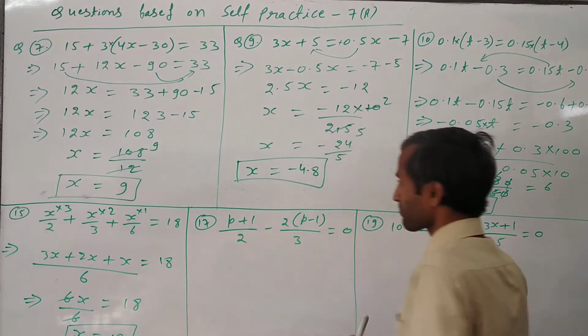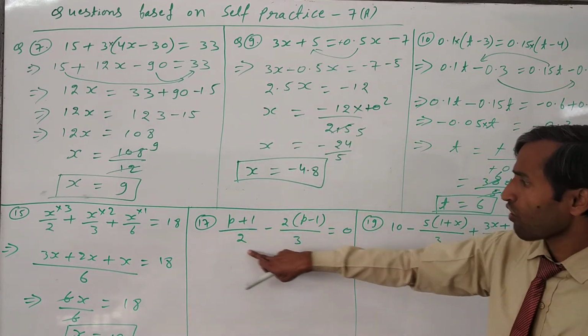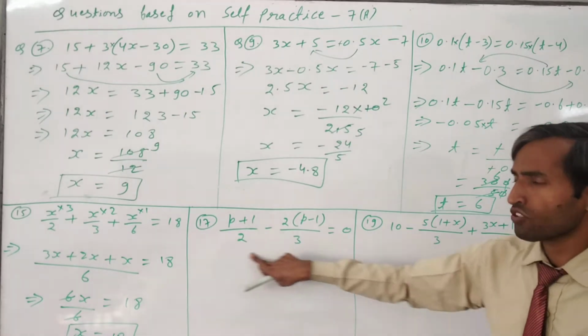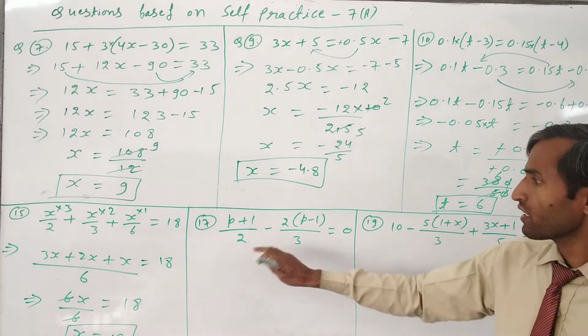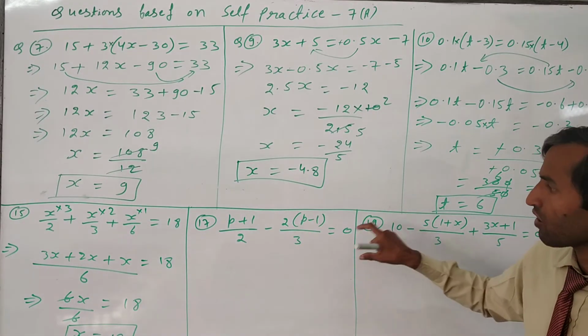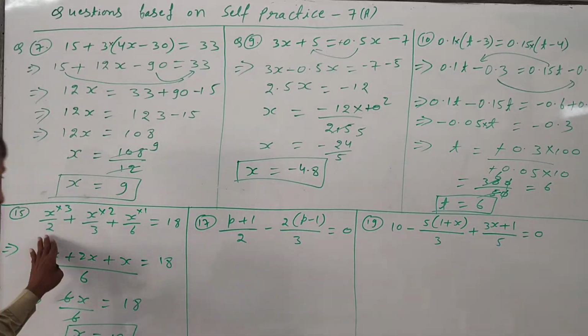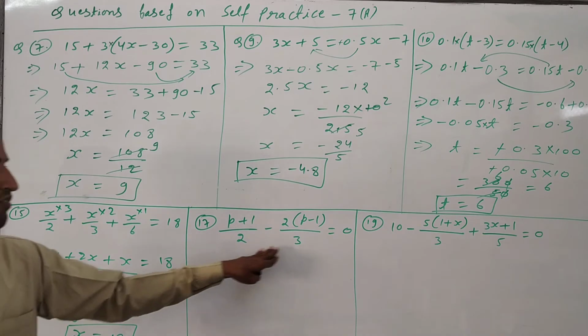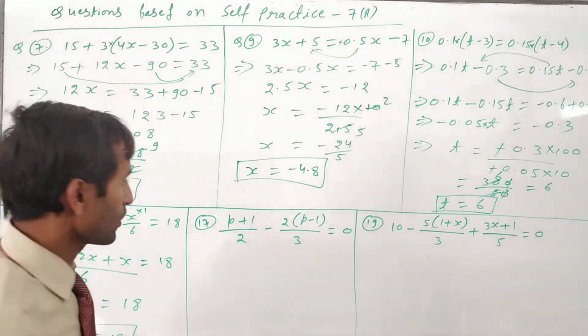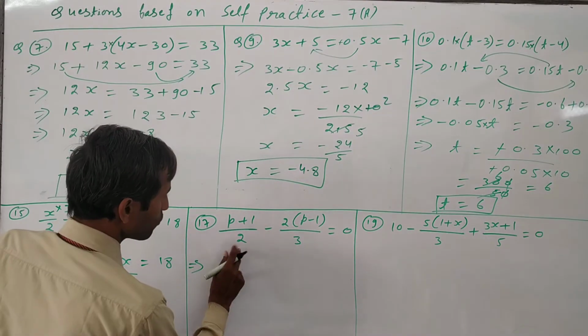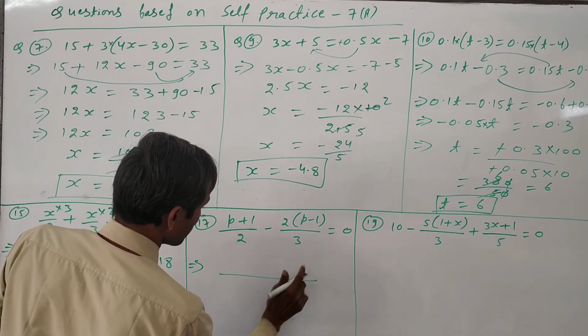Next one. Here we have to solve this part. How will we solve? First of all, either you can shift this value to this side or no need. If you don't want to shift, just take the LCM, the same way we took the LCM here. Same types we have to take the LCM here also. So if you want, you can take the LCM of 2 and 3. Then the LCM will become 6 only.